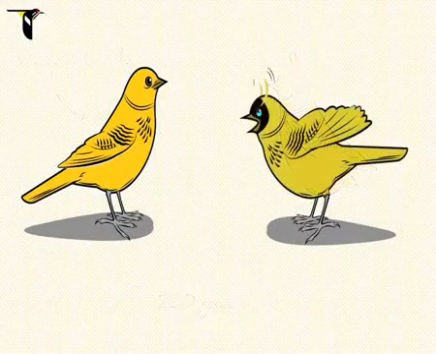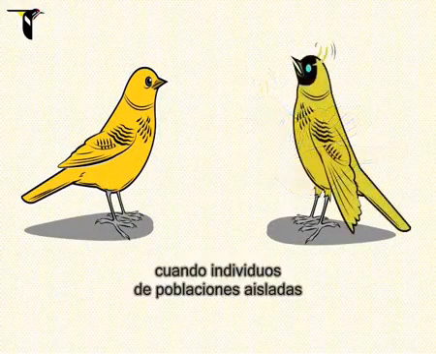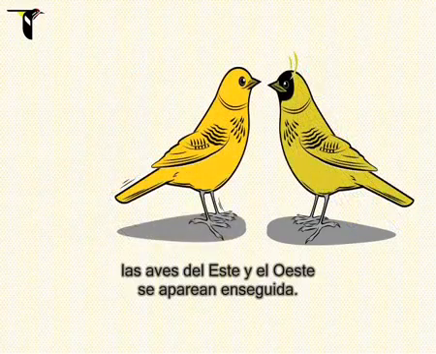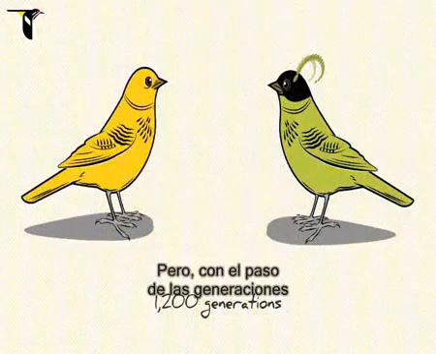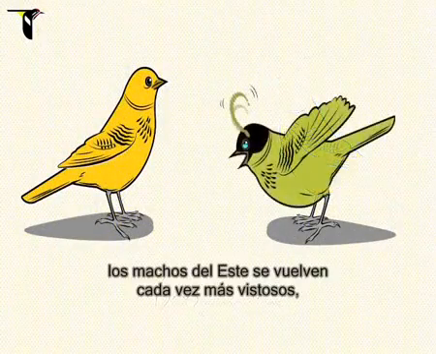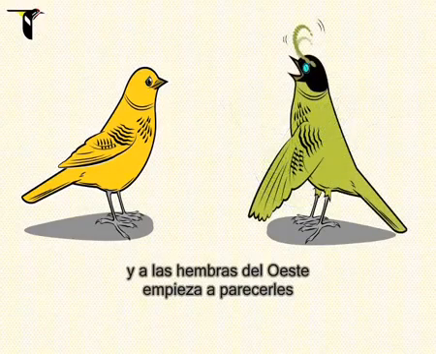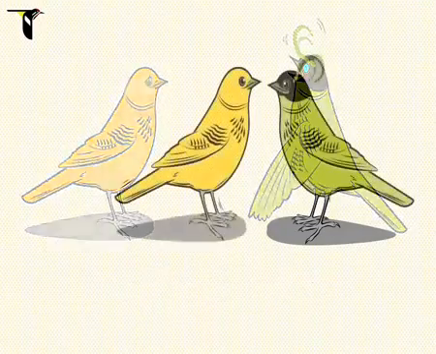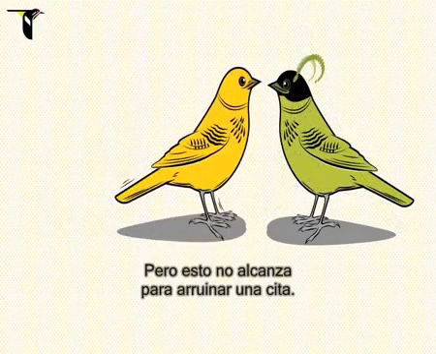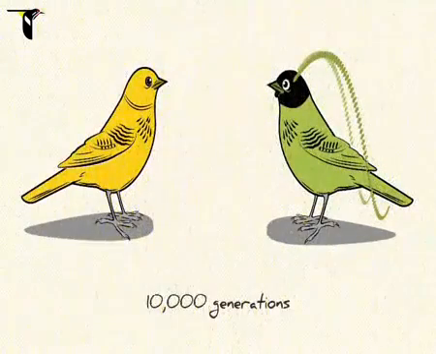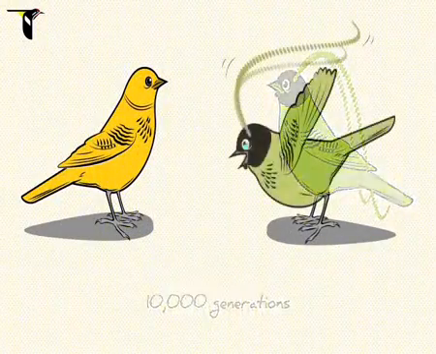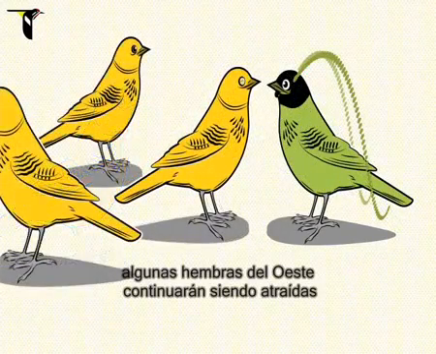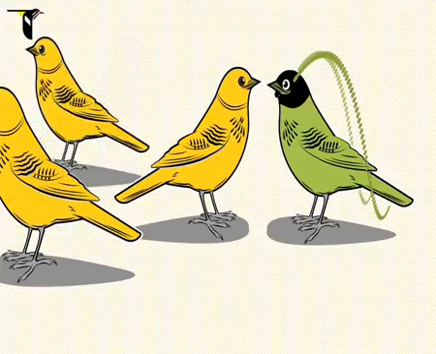Just as before, early in the speciation process, when individuals from isolated populations meet, our eastern and western birds readily mate. But as generations pass and the eastern males become fancier, the western females begin to find the eastern males' habits foreign and surprising. But these traits are clearly not deal breakers. Even after 10,000 generations of geographic isolation, some of the western females continue to find the males' displays attractive.